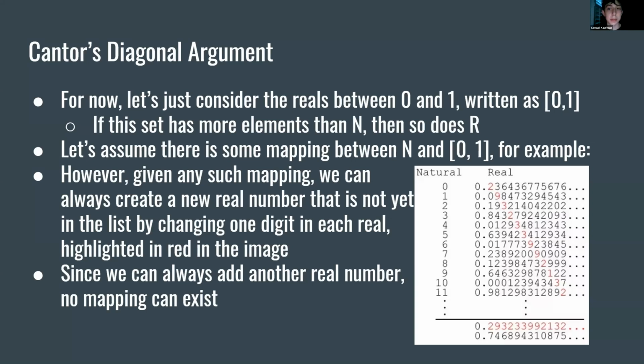So the natural numbers are countably infinite, R is uncountably infinite. And it has more elements. It is a bigger infinity.